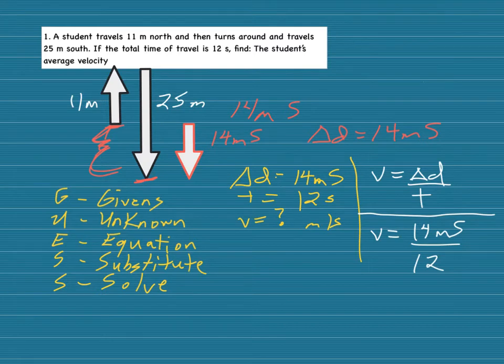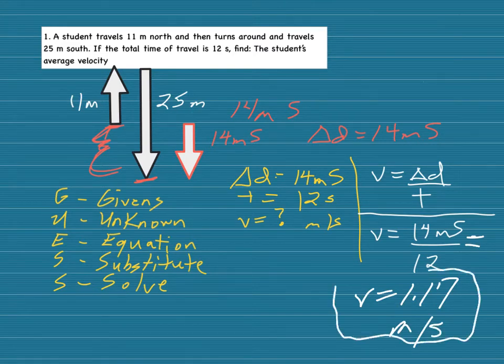So 14 divided by 12 is 1.1666 repeating. I want you to round your answers to 2 decimal places. Instead of going by significant figures, let's round it to 2 decimal places so it will all be consistent. So I'm going to round that to 1.17.